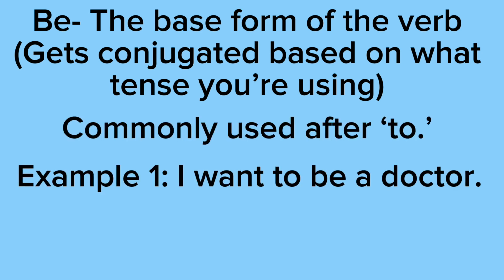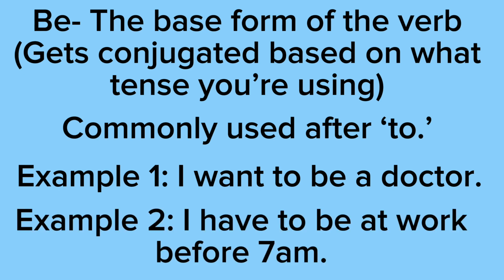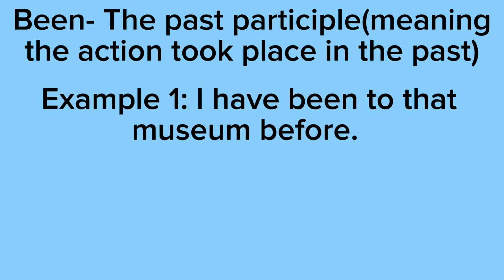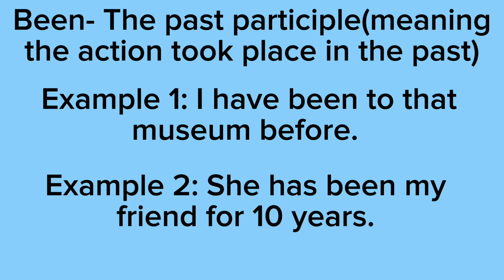Our first example says, I want to be a doctor. Our second example says, I have to be at work before 7 a.m. Been is the past participle, meaning the action took place in the past. Our first example says, I have been to that museum before. Our second example says, she has been my friend for 10 years.